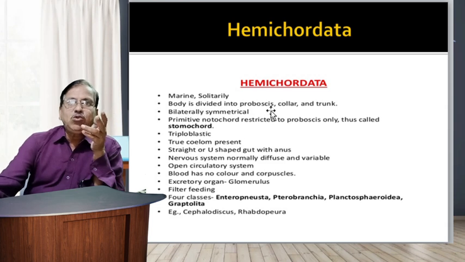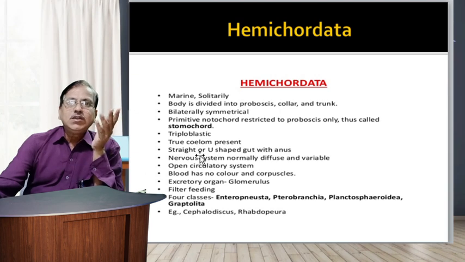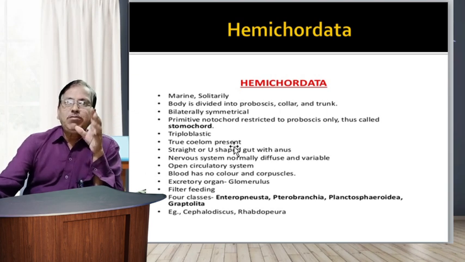Second, the body is divided into proboscis, collar and trunk. Bilaterally symmetrical. Primitive notochord is represented in the proboscis only, thus called a stomochord. Triploblastic, meaning the body is made by three layers. True coelom is present, meaning the coelomic cavity is present. Straight or U-shaped gut with anus. Nervous system normally diffuse and variable. Open circulatory system is present. Blood has no color and no corpuscles, meaning blood cells. Excretory organ is the glomerulus. Filter feeding.